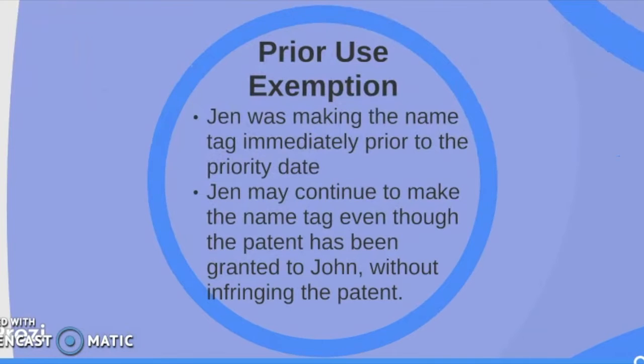However, under the prior use exemption, as Jen was making the name tag immediately prior to the priority date, which was 10 June 2017, when the patent application was first filed by John, Jen may continue to make the name tag without infringing the patent, even though the patent has now been granted to John.